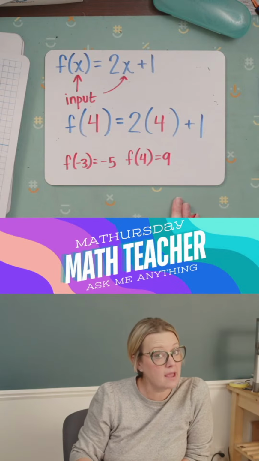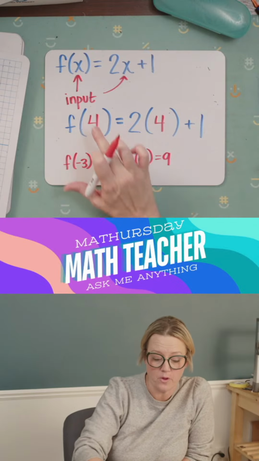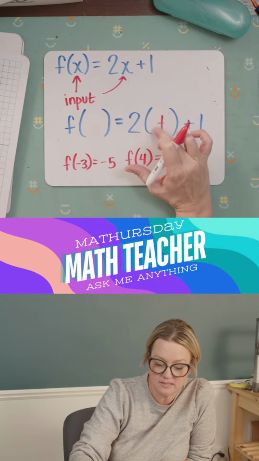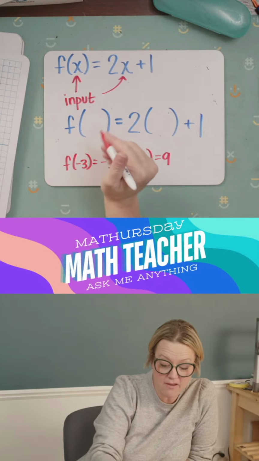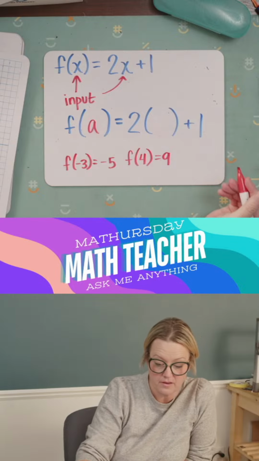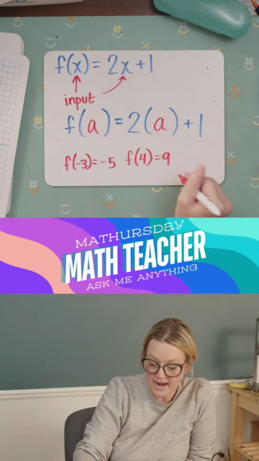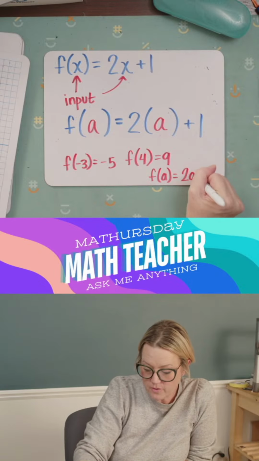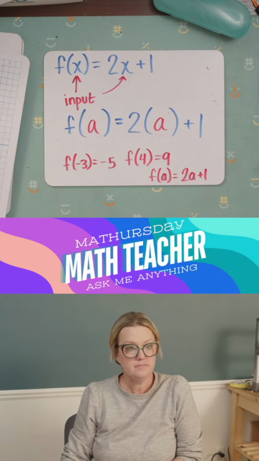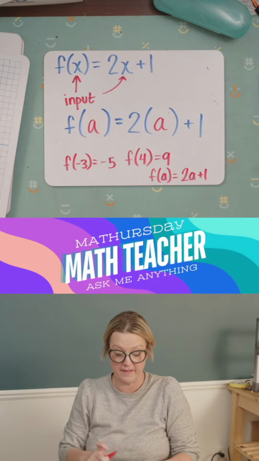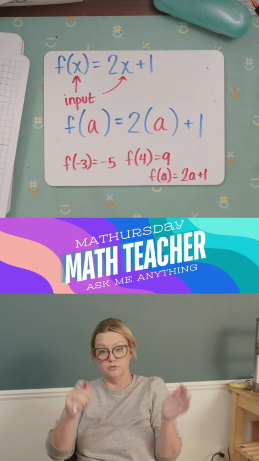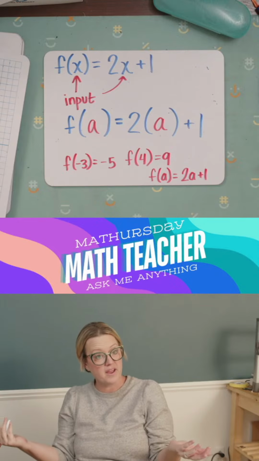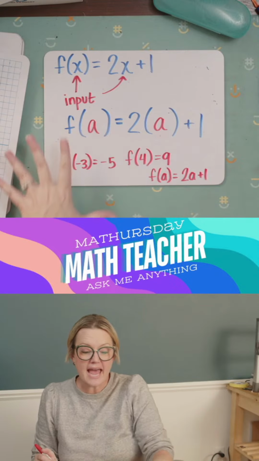Again, simple. They can get more complicated, right? But it's pretty simple. Whatever's in the parentheses can even be another variable. So f of a would be 2a plus 1. It could be a whole expression, like f of x plus 1 equals 2 times x plus 1 plus 1, and then you would simplify it, okay? But it's the exact same process.